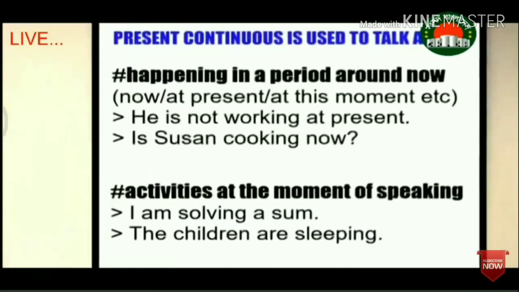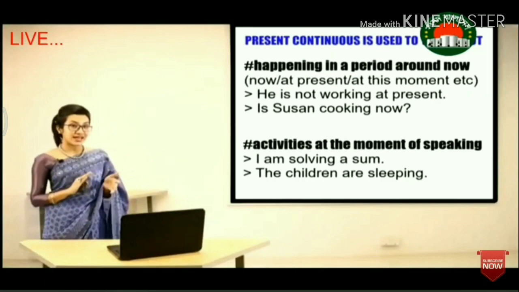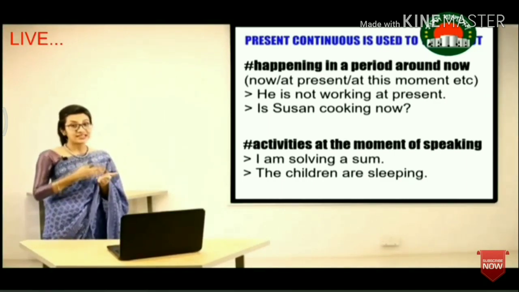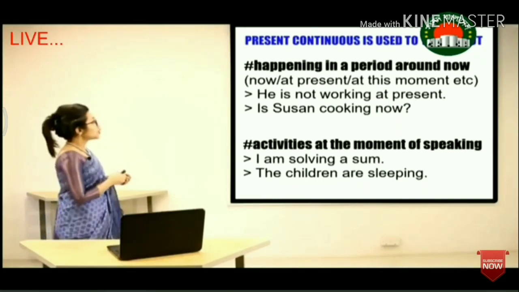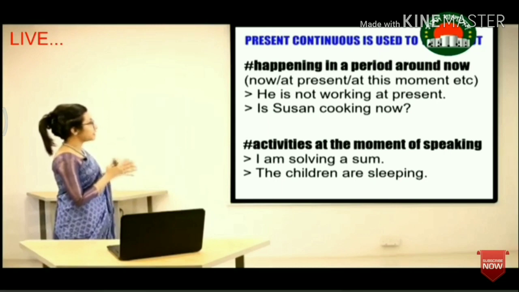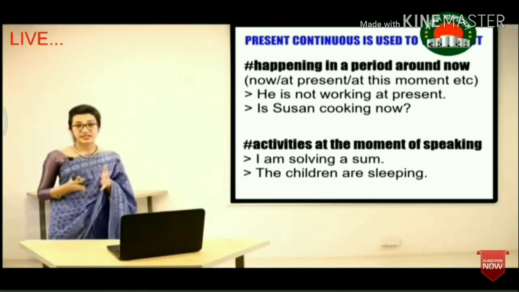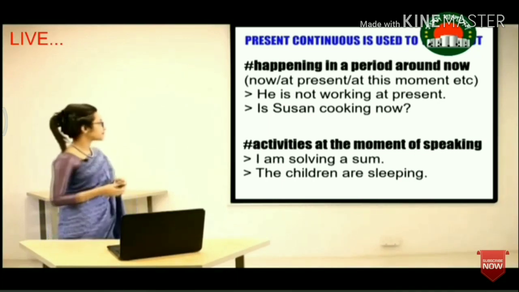Let's have a look at the example. He is not working at present. Is Suzanne cooking now? Now, in both these cases, at present and now, what does this mean? This means that this thing is happening right now, right at this moment. So if something is happening in a period around now, for example, now, at present, or at this moment, then we are going to use present continuous tense.